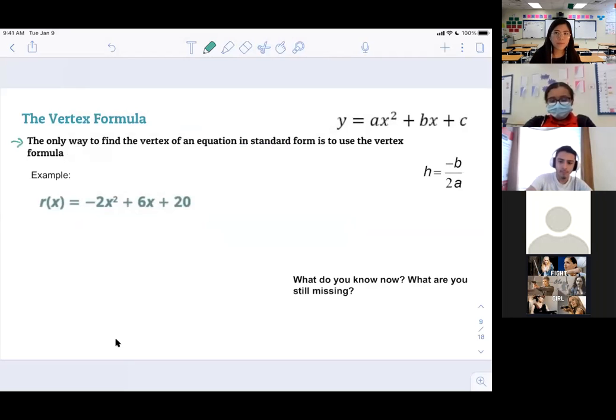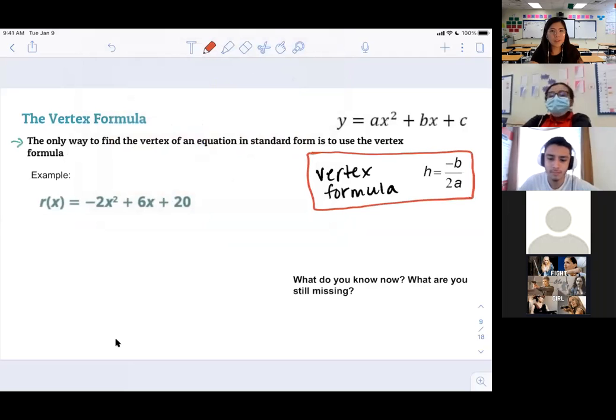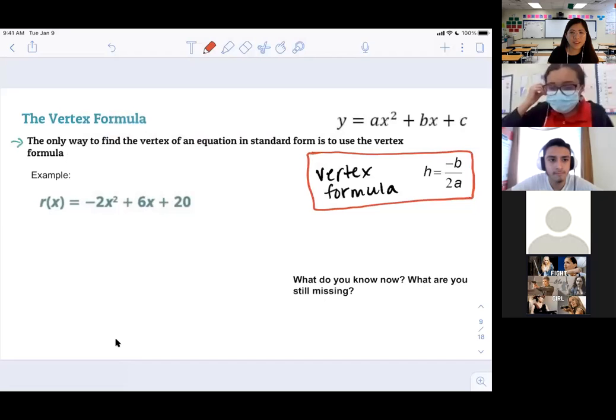The only way to find the vertex of an equation in standard form is to use the vertex formula. Here's the vertex formula. Remember, we've memorized this, haven't we? You guys will definitely have to have this memorized for the EOC. So write it down. That's coming up soon, but not yet. Negative b over 2a.